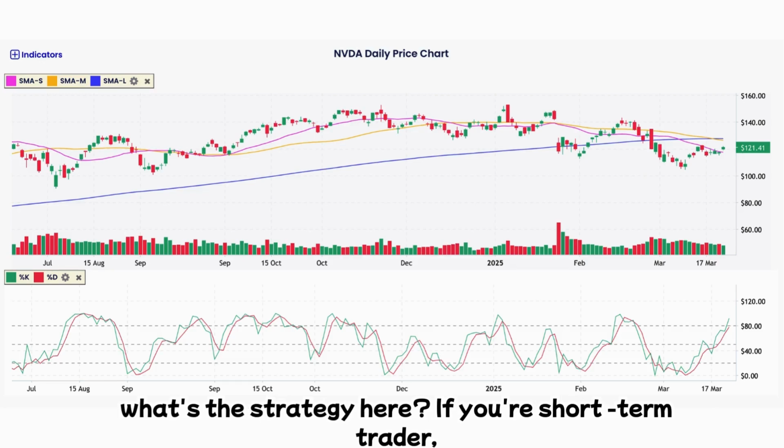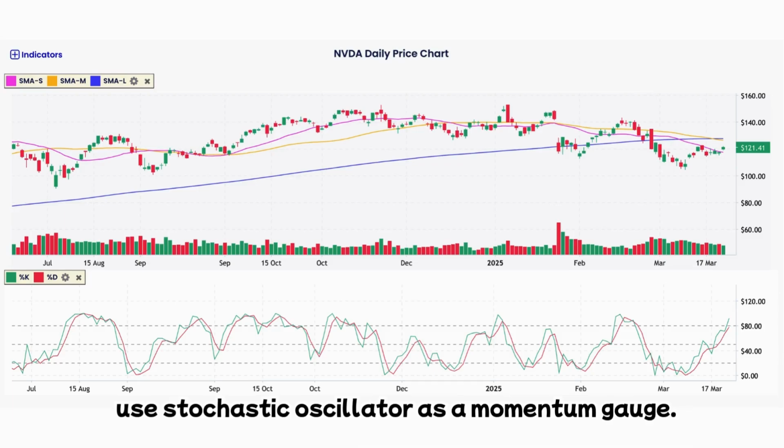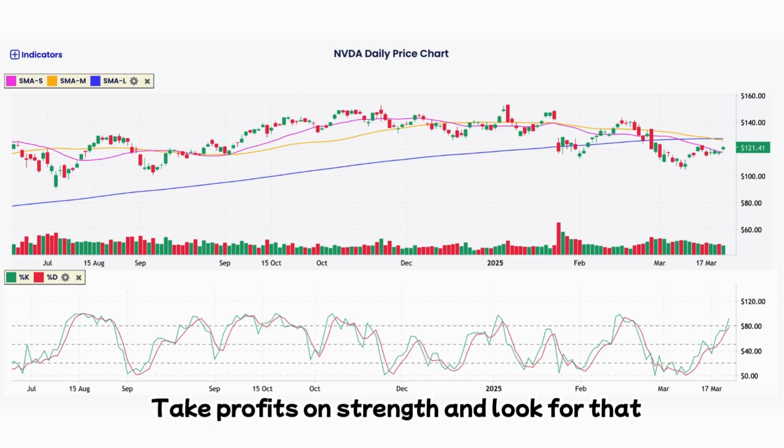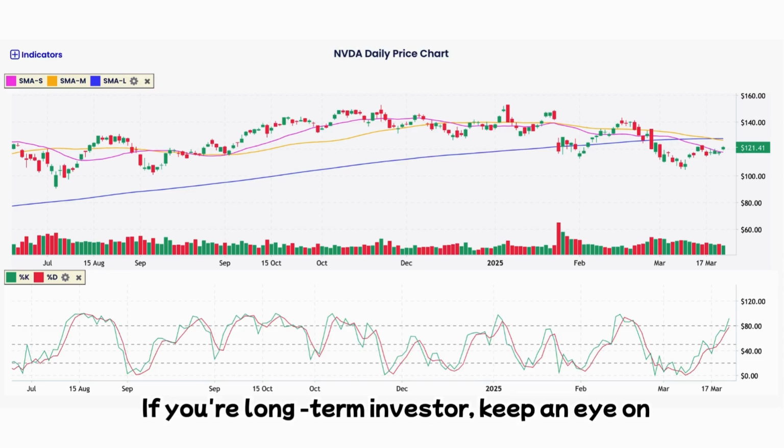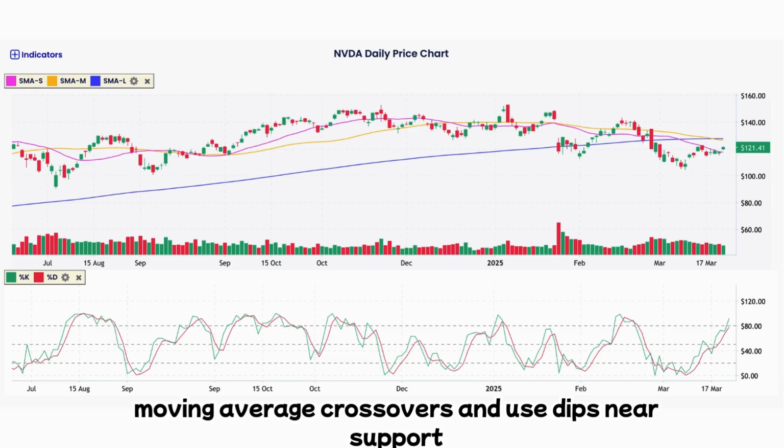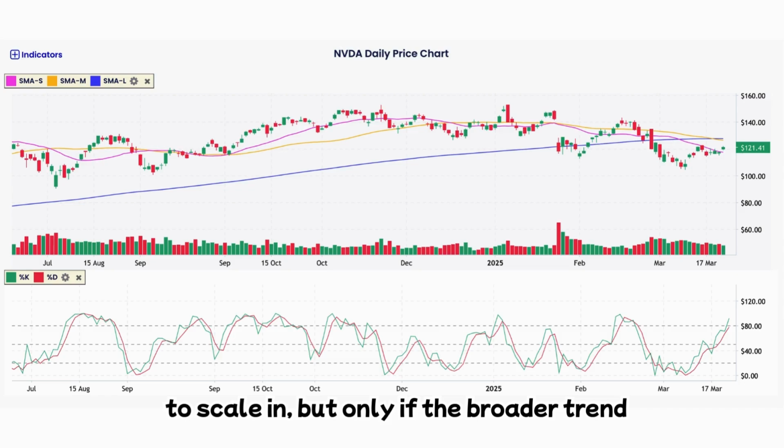So what's the strategy here? If you're a short-term trader, use the stochastic oscillator as a momentum gauge. Take profits on strength and look for that bearish crossover as a possible exit cue. If you're a long-term investor, keep an eye on moving average crossovers and use dips near support to scale in, but only if the broader trend starts to shift.